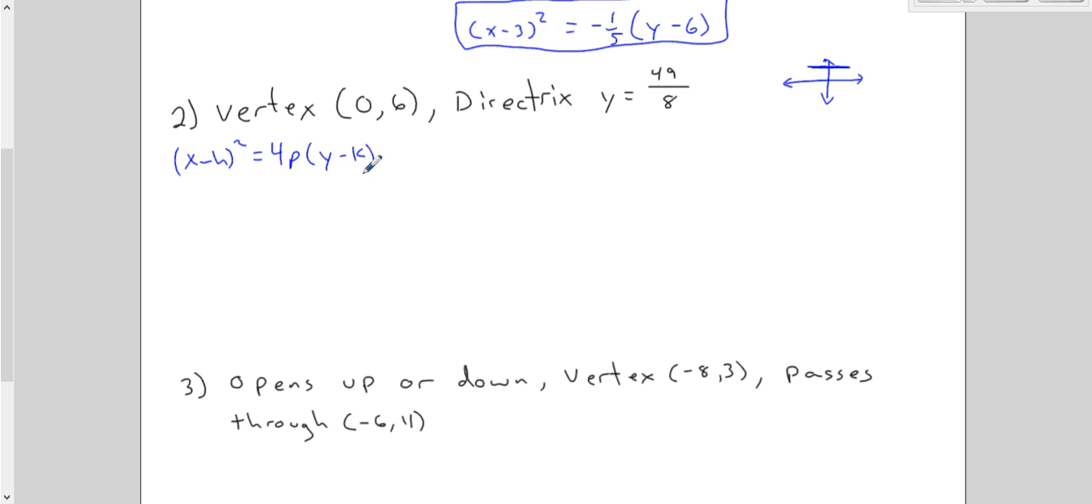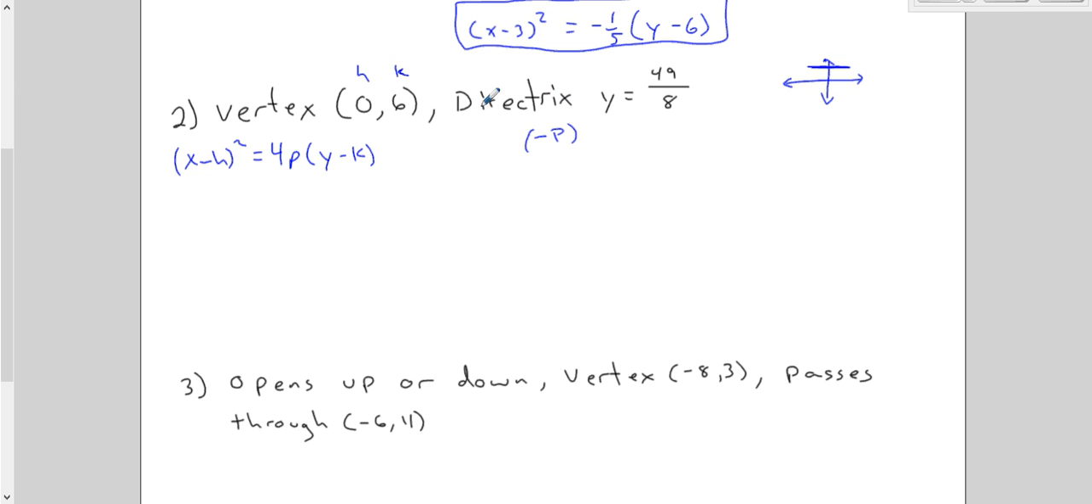So in case you haven't realized yet, you always need to have your h, your k, and your p value. So anytime you look at an equation, you need to figure out how am I going to get h, how am I going to get k, and how am I going to get p. Well, if they give you the vertex, they're giving you your h and k. When they give you the directrix, they are giving you the opposite value of p.